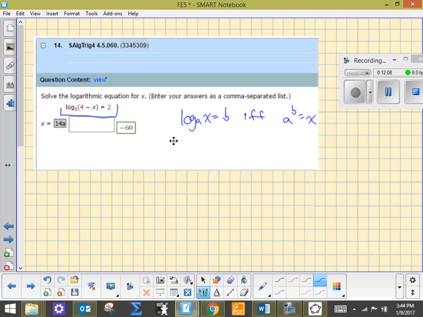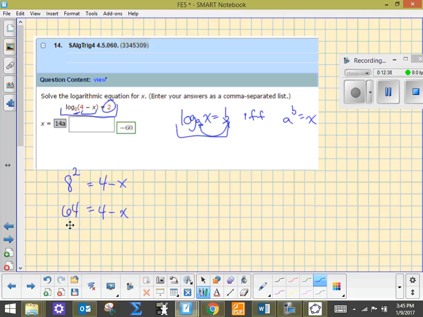This looks something like this. So I'm going to take 8, which is that base, corresponding to the a here, and then this definition says we're going to raise that to the b. So the b in this case would be 2. So 8 squared is then equal to x. Well, x is going to be the 4 minus x. 64 equals 4 minus x.